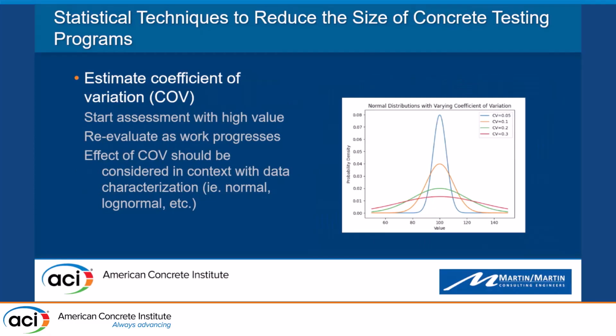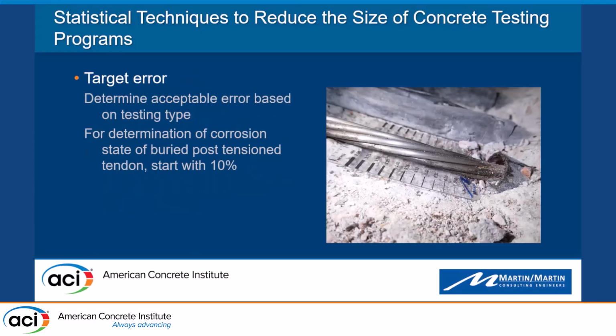So I need to estimate my coefficient of variation. Coefficient of variation really just helps describe the distribution of the data. So I've got an image on the screen that shows different coefficients of variation for normally distributed data, right? So first you have to confirm it's normally distributed, but this coefficient of variation assumption just describes how concentrated or distributed this data is. And initially I'm just making an assumption. I need to come up with a target error. So I need to say, what level of error in my statement to the owner am I comfortable accepting?